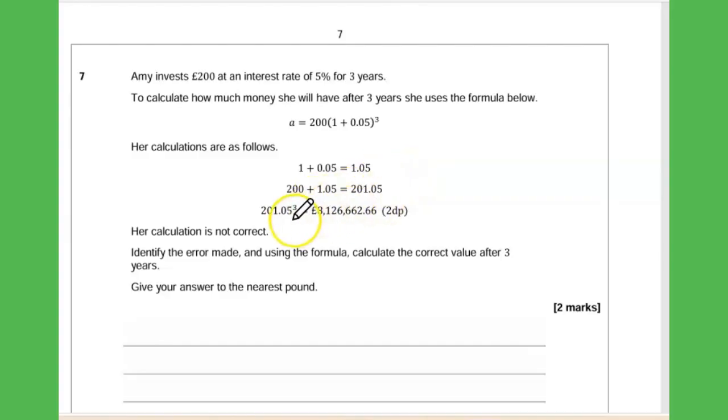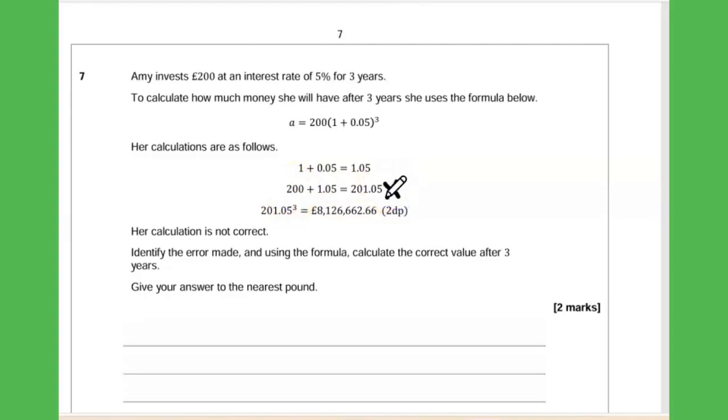Oh, this is it. Her calculation is not correct. Identify the error made. This is the error here. This point is correct. But before this addition would have been done, the power would have been simplified here. So it would have been 1.05 raised to the power of 3. So this is wrong.